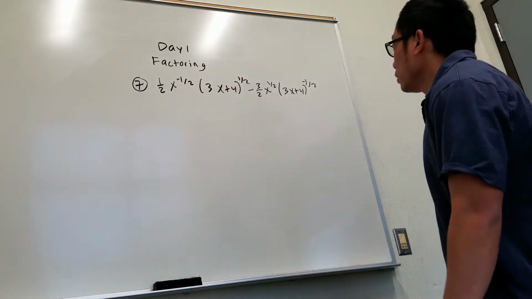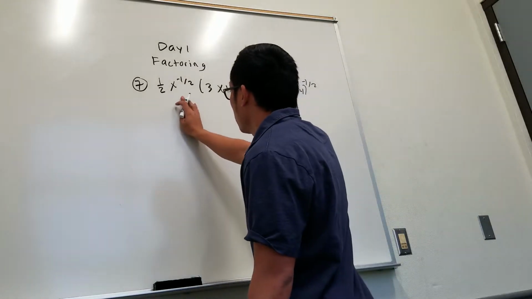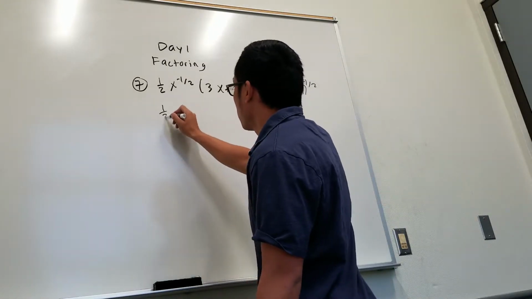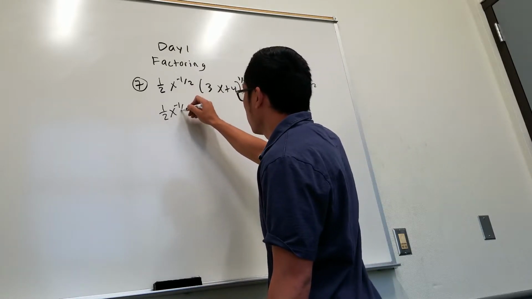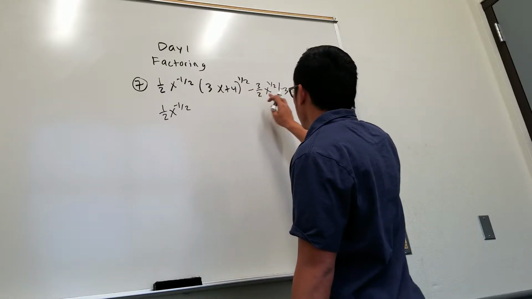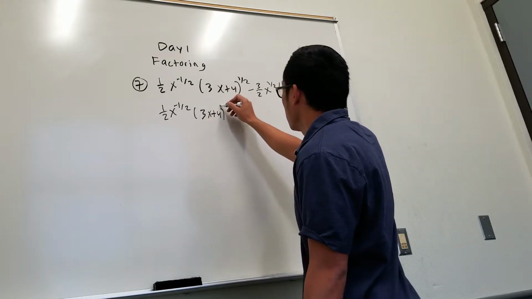Okay, so what I need to do is factor out the GCF. We look at the numbers first. What can I factor out from 1/2 and 3/2? I can factor out 1/2. x to the negative 1/2, x to the 1/2. I can factor out x to the negative 1/2. 3x plus 4 to the 1/2, 3x. I can factor out 3x plus 4 to the negative 1/2.